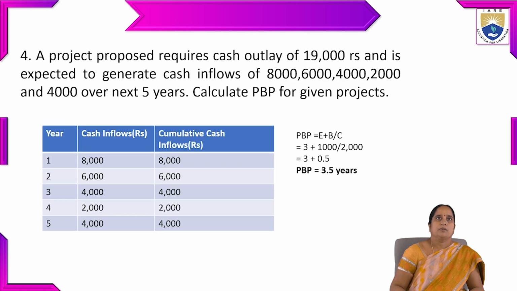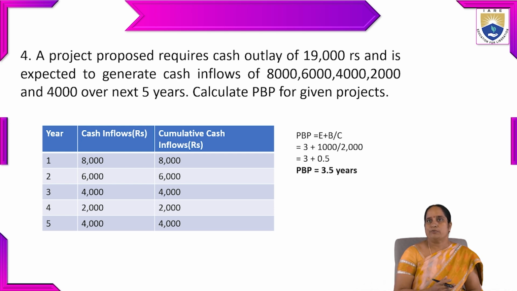We get accounting rate of return or average rate of return on this particular project as 15.78%. Then a project proposed requires cash outlay of 19,000 rupees and is expected to generate cash inflows of 8,000, 6,000, 4,000, 2,000 and 4,000 over the next 5 years.